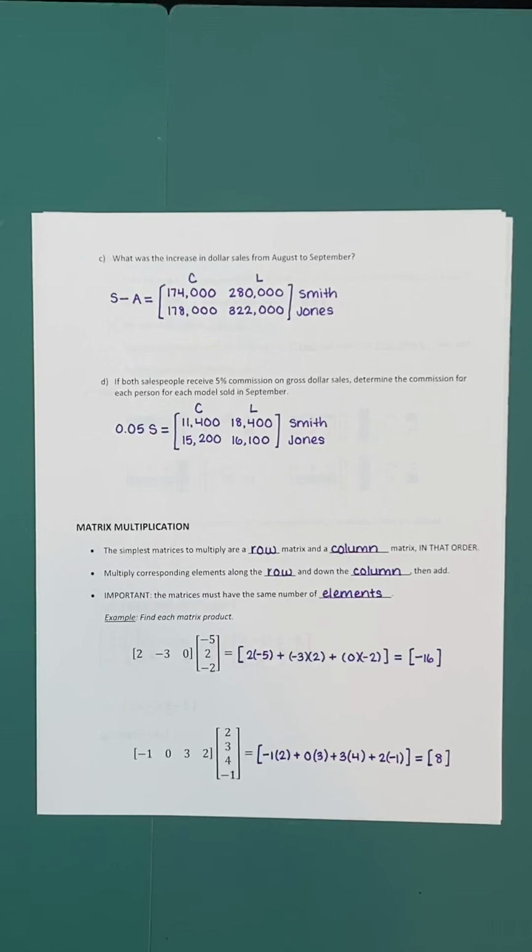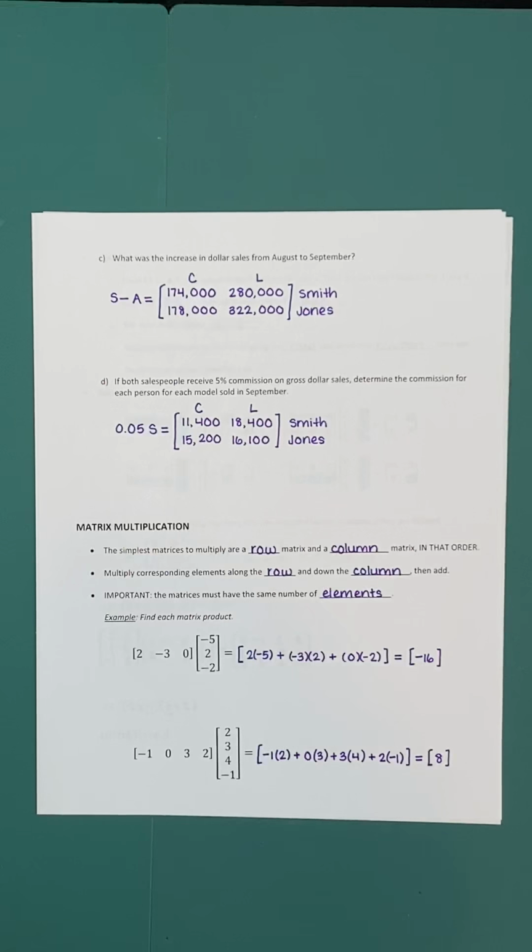Okay, so let's look at one more question. If both salespeople receive 5% commission on gross dollar sales, we want to determine the commission for each person for each model sold in September. Okay, so notice now we're not talking about a comparison. It's not August to September. It's not a difference. It's not a total. We're just looking at September. So we're only going to use the matrix representing September sales.